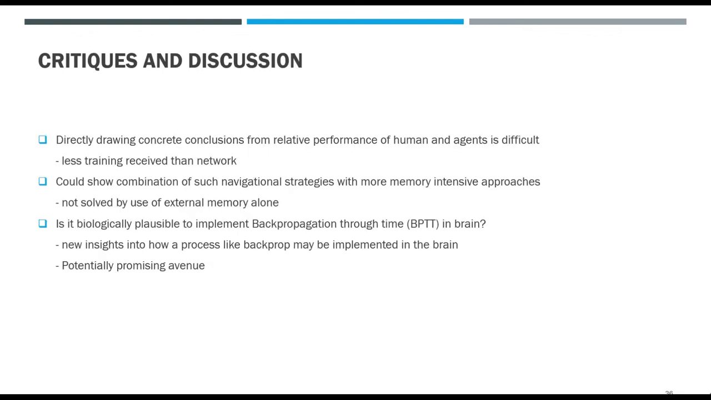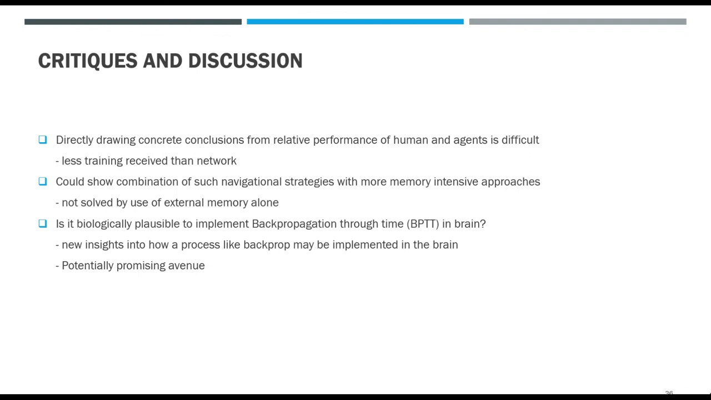And now I will move on to the critiques and discussion part. Firstly, directly drawing concrete conclusions from the relative performance of human and agent is necessarily difficult, though providing human-level performance is useful for broad comparison and represents a commonly used benchmark. Here, the human expert receives only 10 episodes worth of training in each environment before undergoing 20 episodes of testing. So considerably less training was received than experienced by the network. One of the reasons could be that the human mammalian brain has evolved to path integrate, and naturally human experts had a lifelong worth of relevant navigational experience.